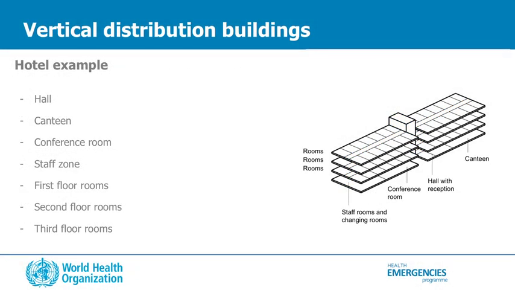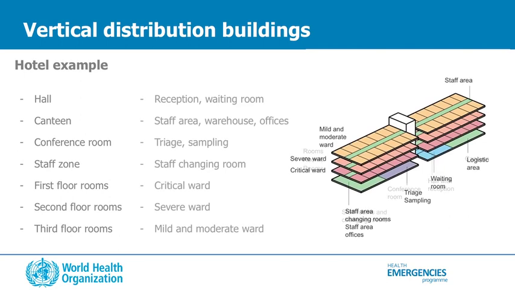Here is an example of how a vertical building such as a hotel can be repurposed into a site treatment center. On the left side, how the existing spaces are currently allocated, like hall, canteen, conference room. And here, how space can be repurposed, with the hall becoming patient reception and waiting room, and the canteen turned into staff area and warehouse. The colors represent the different areas and patients' categorization by severity.